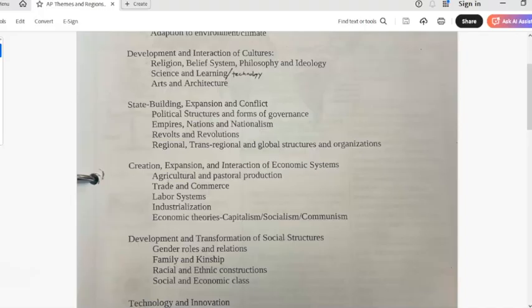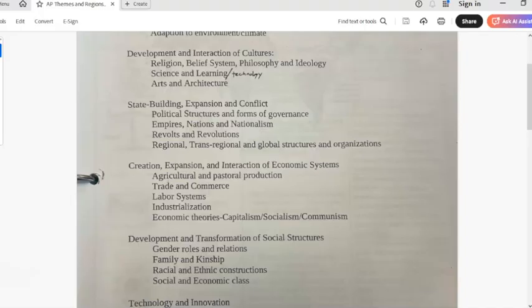Also, under this category, you have revolts and revolutions. Revolts are when the people rise up and go against something within their country, normally the government. Revolutions are kind of the same thing, when they actually throw a revolution and attempt to change that form of government. We're going to be talking about a bunch of revolutions when we get into period 3. We'll be talking about the American, the French, the Haitian, and other Latin American revolutions, including the Venezuelan one. Regional, trans-regional, and global structures and organizations.